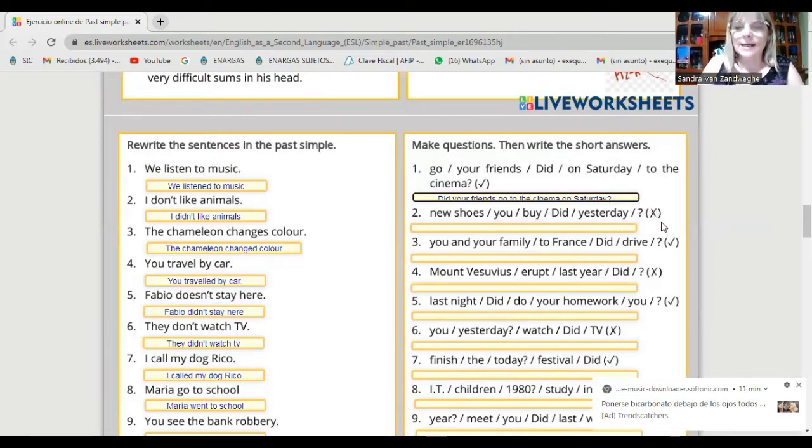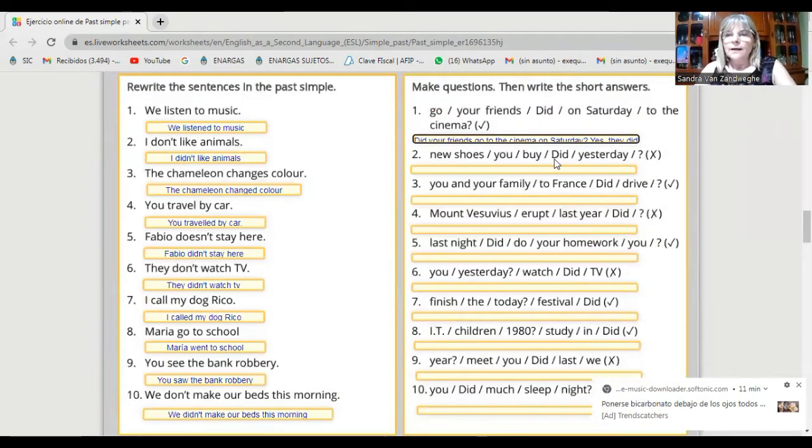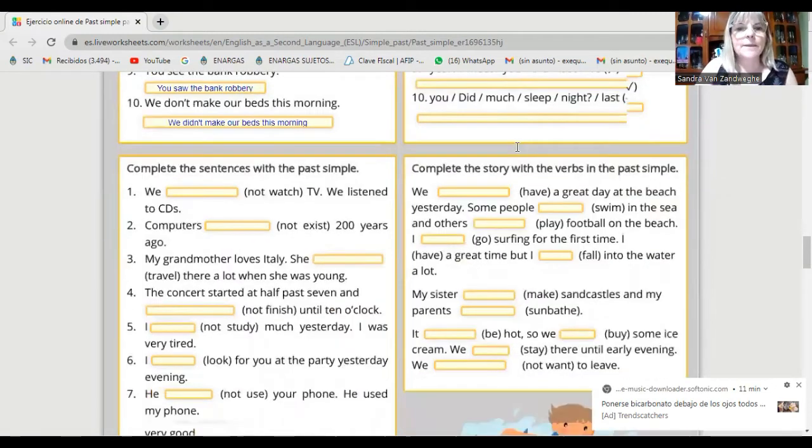Si tiene una X, negativa. Entonces, yes, they did. Bien, y así van a seguir, ¿sí? Comienza con did, quizás tengan algunas, no. No, pero son todos para short answers, o sea que todos van a comenzar con el did, ¿ok? Ordenan las palabras y hagan la respuesta.